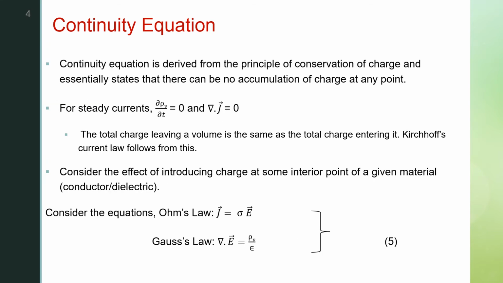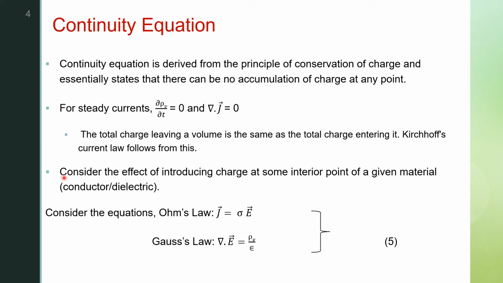For steady currents or for constant current, dou by dou t of rho v is equal to 0. Hence, del dot J is also equal to 0. So this means the total charge leaving a volume is same as the charge entering it. And Kirchhoff's current law follows from this. So keep in mind that rho v represents the volume charge density and J is the current density.